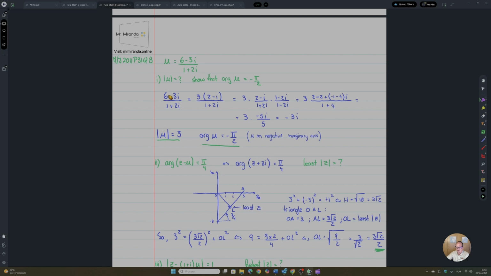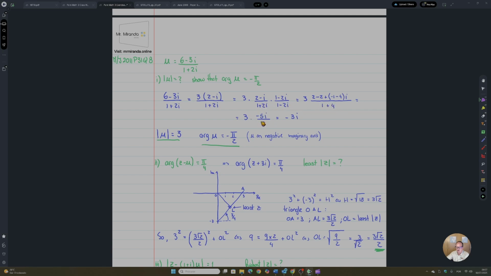Okay, I just factorized this first, so things become a little bit easier. And then I multiply by a fraction composed of the numerator and denominator by the complex conjugate of that. Perform this multiplication.